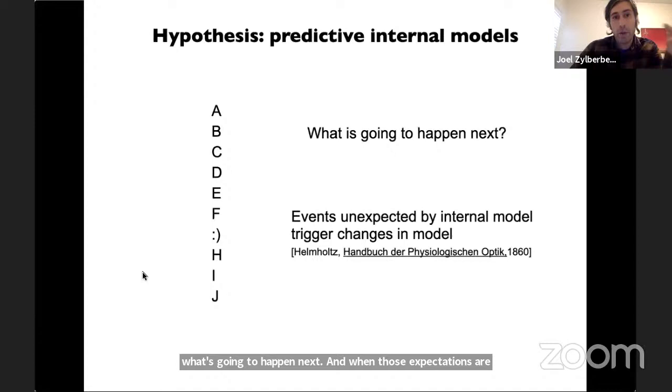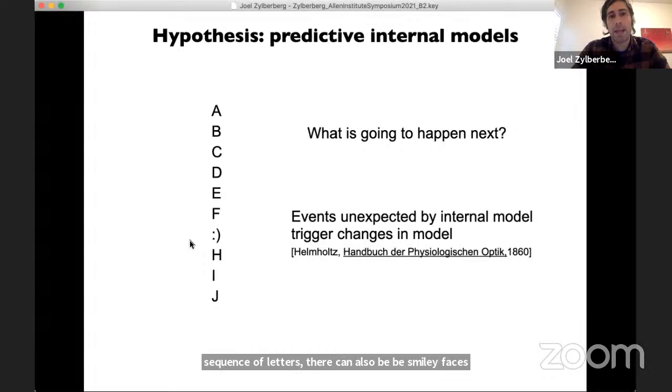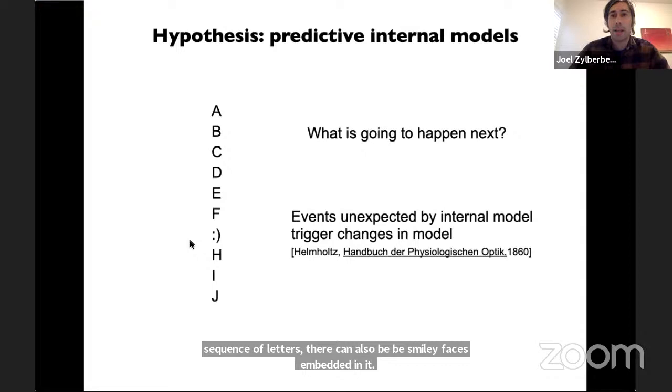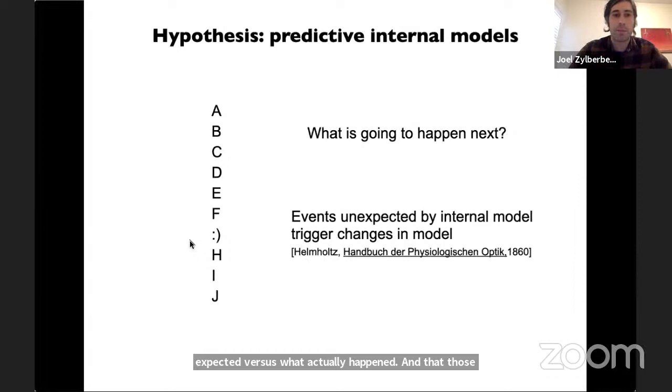In this case, you learn after a while that this is not just a sequence of letters, there can also be smiley faces embedded in it. And a longstanding idea going back 160 years now to Helmholtz is that the brain learns from those mismatches between what was expected versus what actually happened, and that those mismatches cause a change to the brain's internal model so that the predictions get better over time.